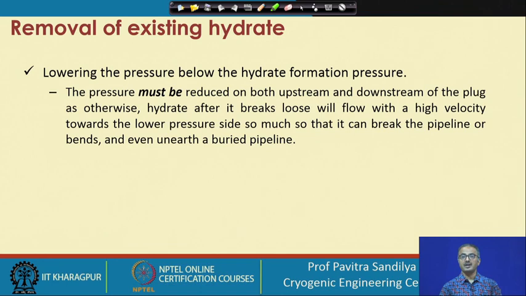What if we reduce the downstream pressure without reducing the upstream pressure? There will be a large pressure difference, and what will that lead to? It will lead to high velocity of the hydrate which breaks loose from the flow, and this high velocity of the hydrates can hit the pipeline wall so hard that it may lead to breakage of the pipeline, or even, for an underground pipeline, the pipeline may come out of the earth. So you can see the severity with which these hydrates can act in the pipelines.